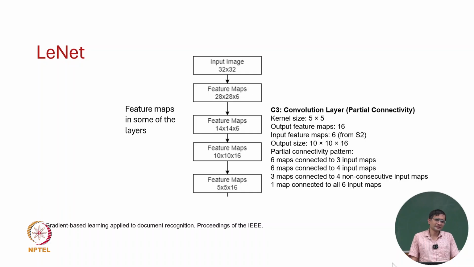And in this way, there are a couple more layers, right? So this is LeNet 5, which had very few layers compared to the architectures you see today.